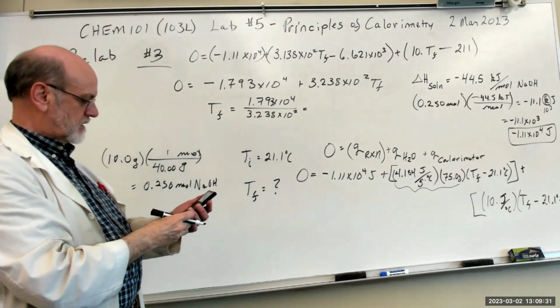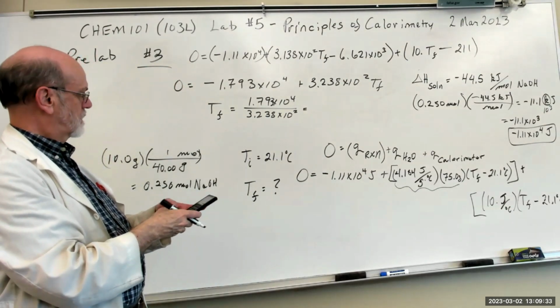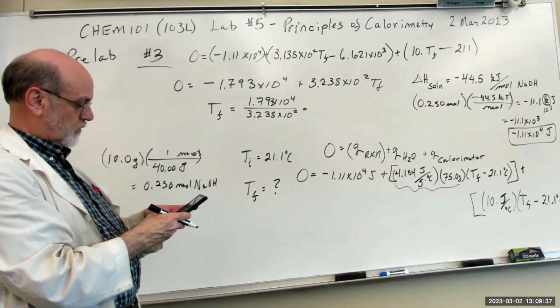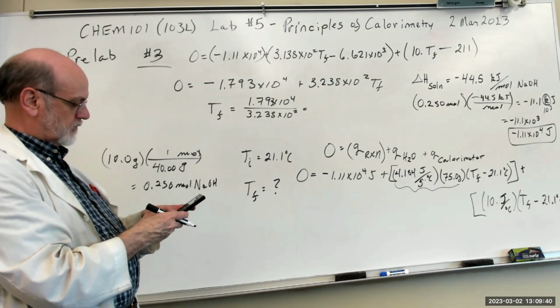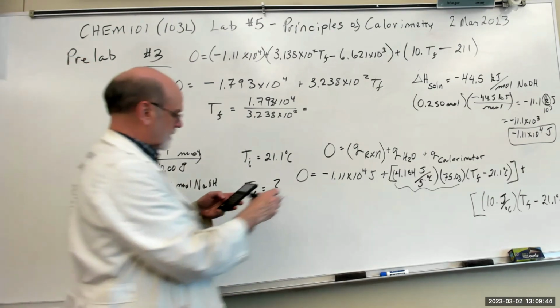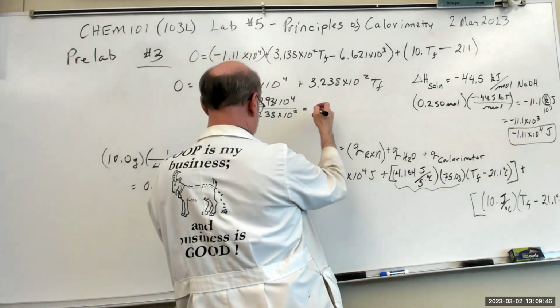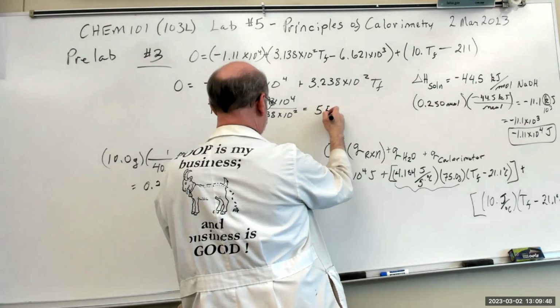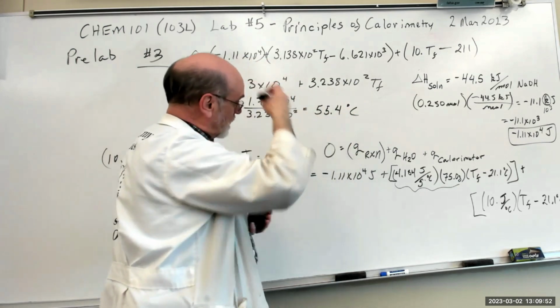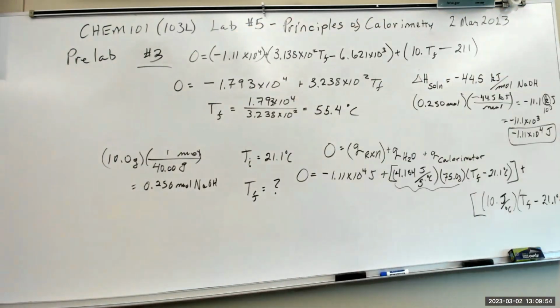And let's see, do I have these in here yet? Yeah, but they're not together. 1.793 exponent 4. Then switch them and then divide. So this one is 55.4 degrees C. That should be the maximum temperature we can arrive at.